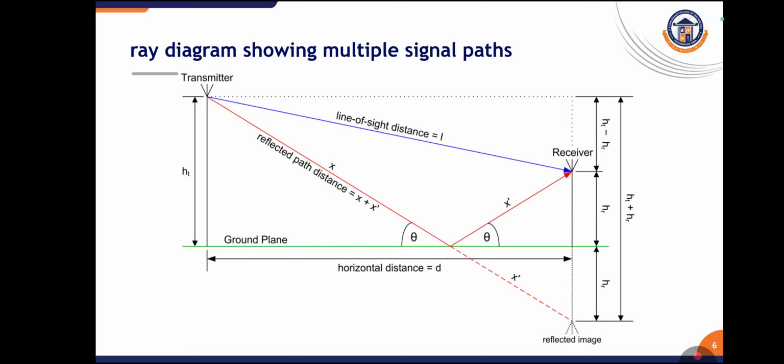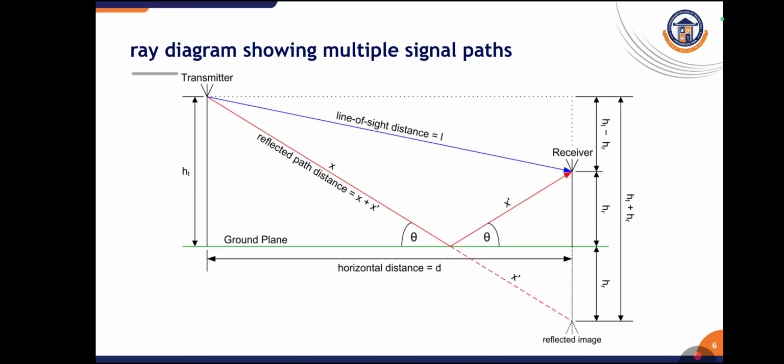Another one is the reflected path distance. We can measure the reflected path distance by means of x plus x dash. Here x dash is the reflected ray or diffracted ray.